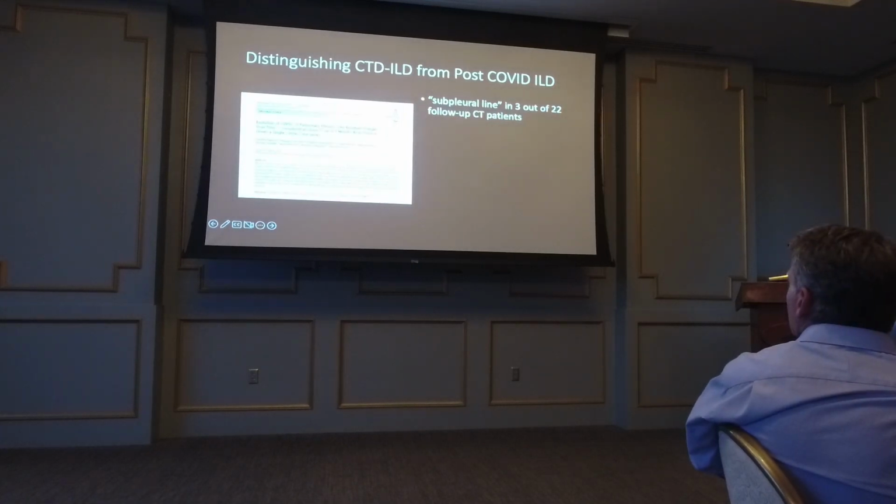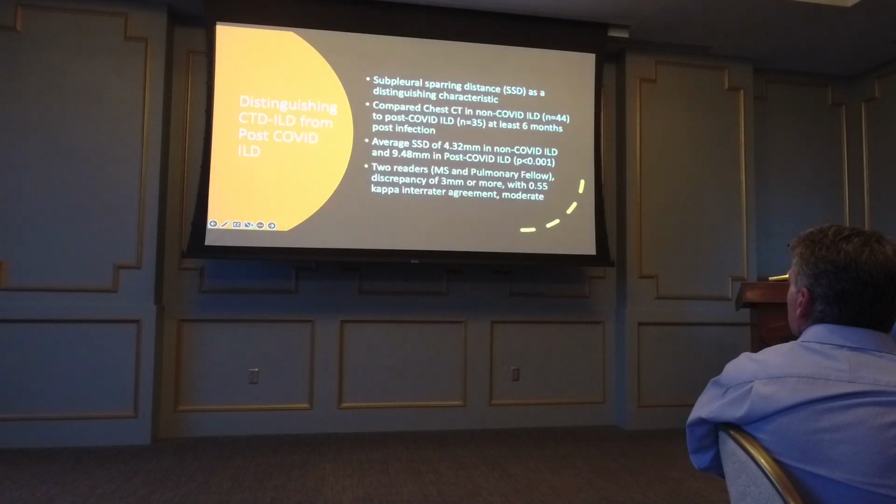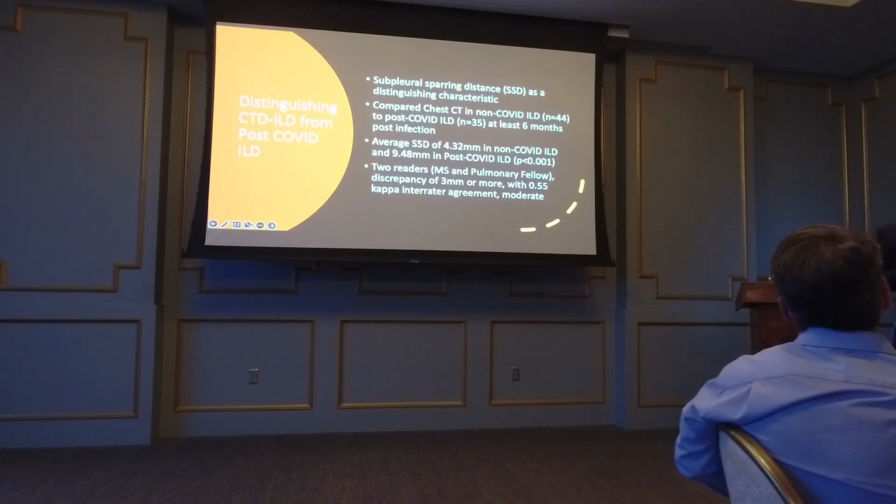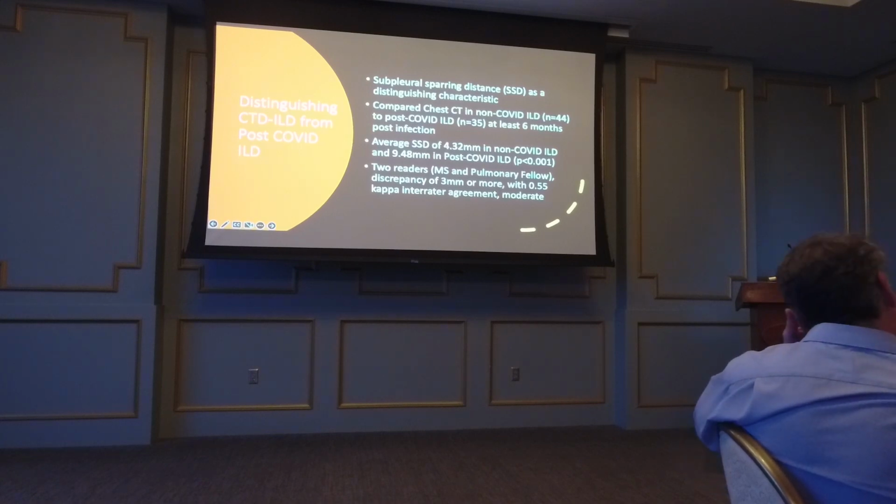Again, another case where they talked about this subpleural line. They're primarily case series. So what we did was we said, okay, well, let's take every study that someone has said subpleural line or subpleural sparing and see if the subpleural distance will differentiate these two groups, because that was our observation, that the space between the subpleural line and the pleura was greater than we see in SIP. In SIP, it's like 3 millimeters.